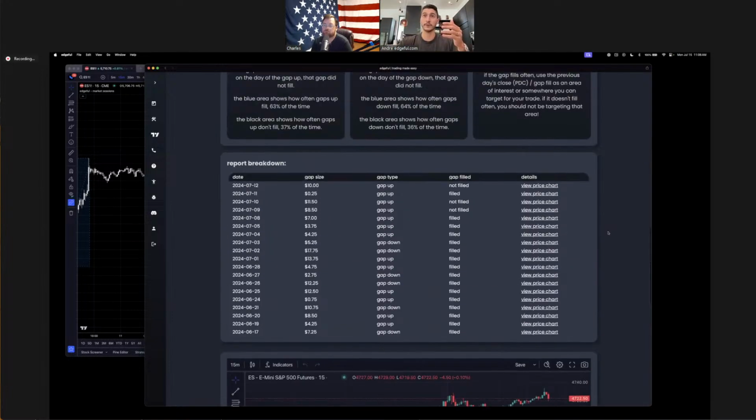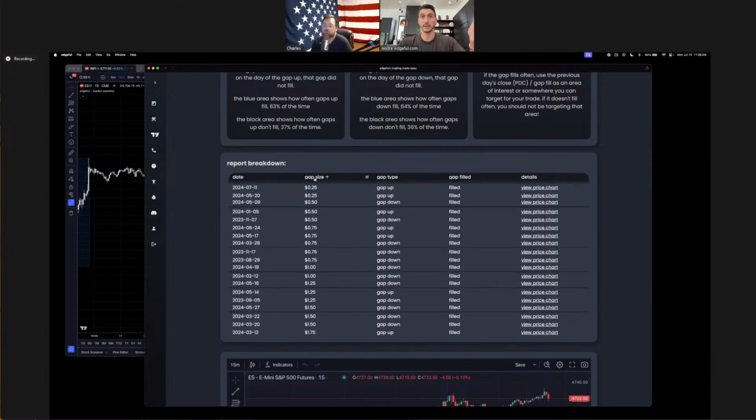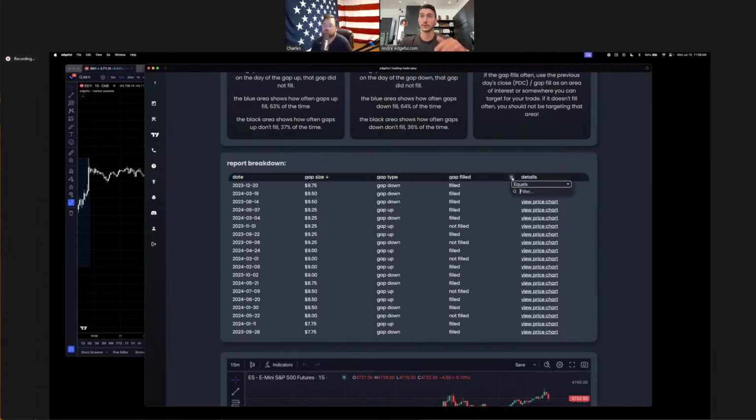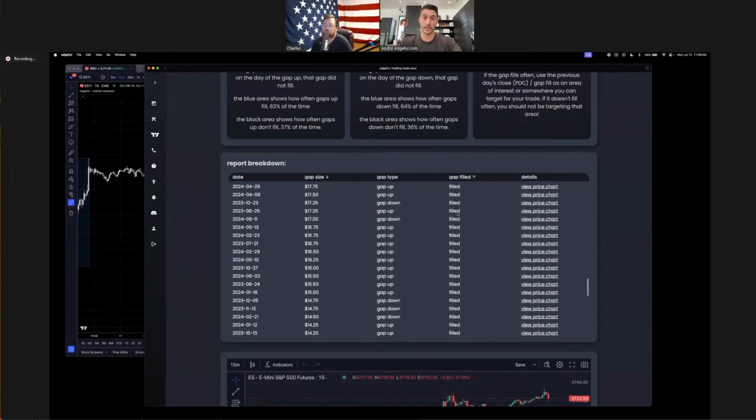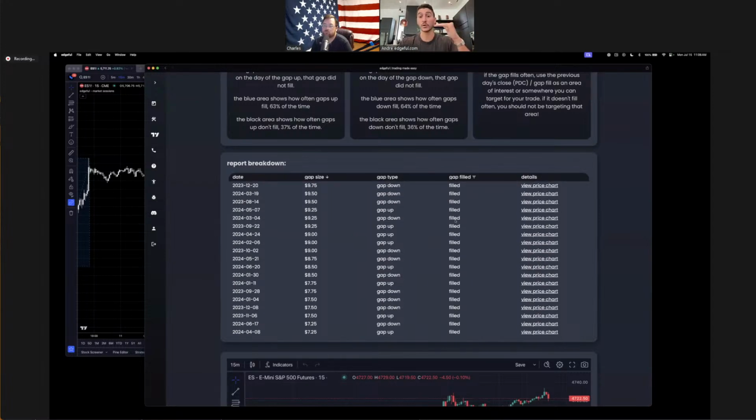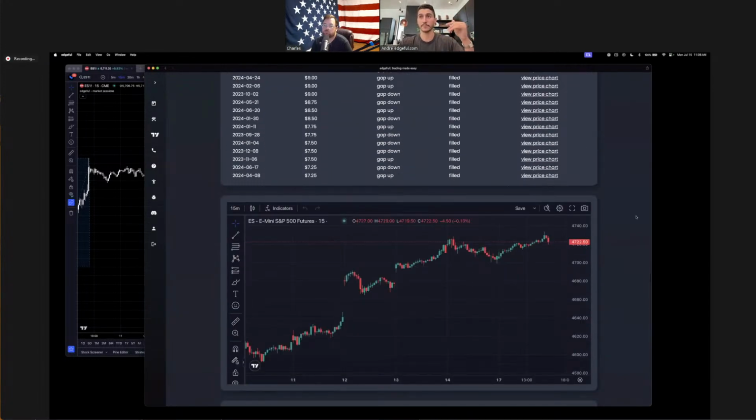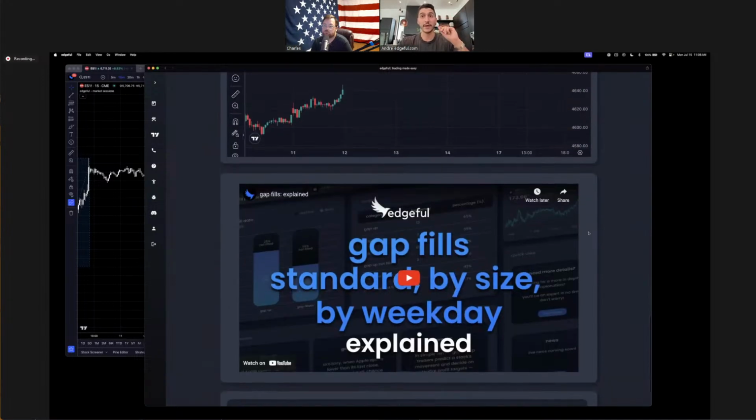You can sort and filter this table. So you can sort by like ascending, descending. You can filter. So let me just type in filled here and hit enter. Let's do that. And now all the results in this table are just for the gaps that have filled. So now you can quickly look through and say, okay, I want to see every single day that just filled, and it's right here. Then finally, we have a video.